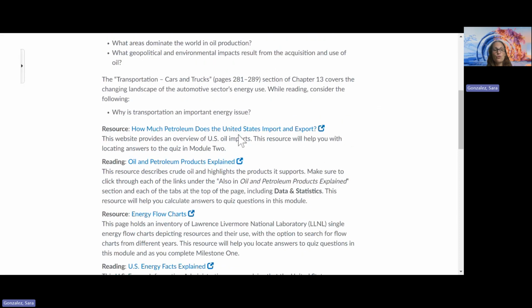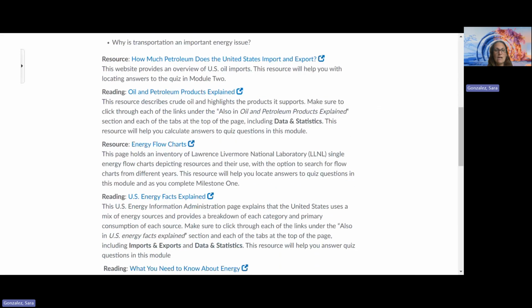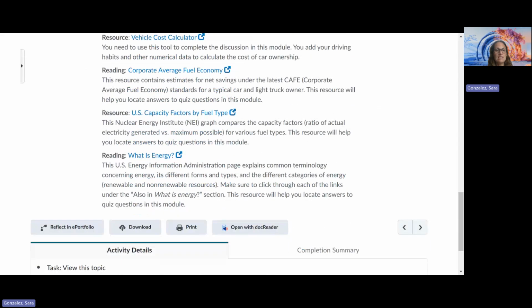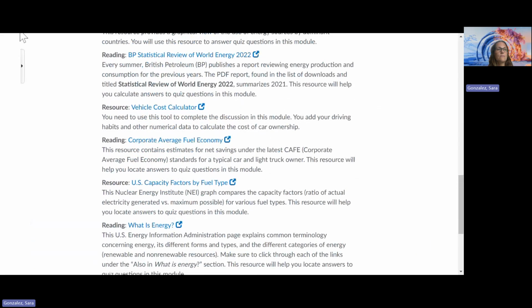Also, there are some supplemental resources here, so looking at energy flow charts, looking at oil and petroleum products being explained. Some facts as well. So take a look at some of these supplemental readings.